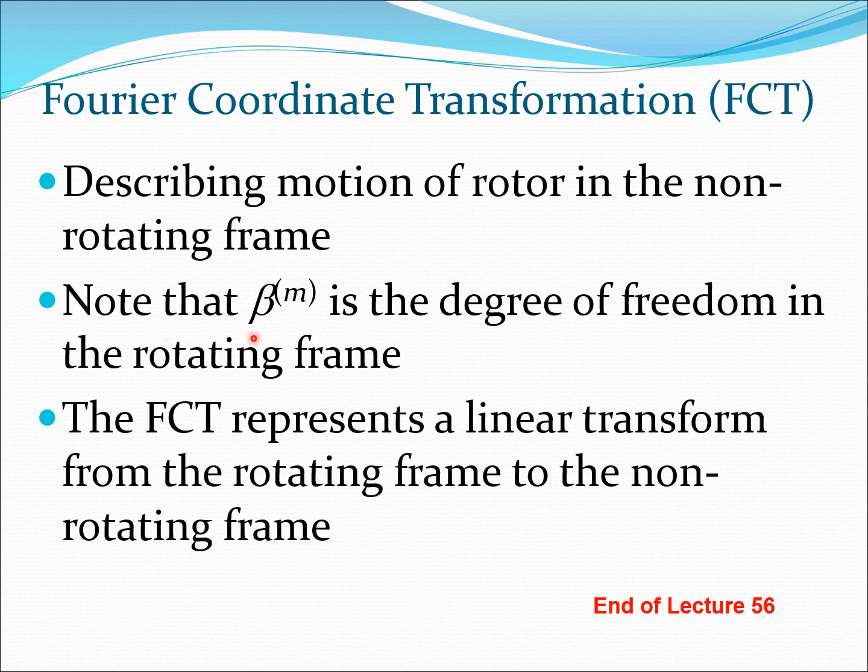Also, we pointed out that beta superscript m is the degree of freedom in the rotating frame. And remember that FCT is a linear transformation from the rotating frame to the non-rotating frame, and the terms which we expressed in the non-rotating frame such as beta 0, beta n by 2, beta nc, beta ns are actually degrees of freedom of the system. They are different from the coefficients of the Fourier series. So though we use similar terminology, the thinking here is somewhat different. These are actually degrees of freedom.